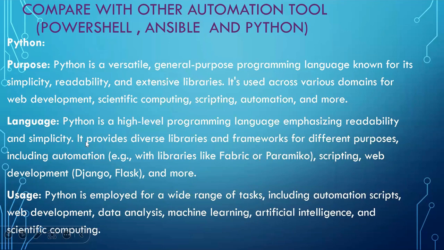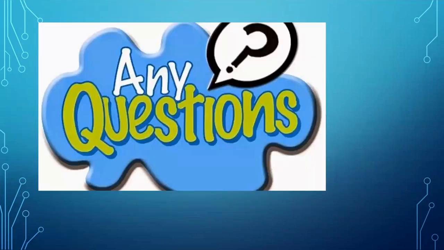Scripting aside, you would basically be using it for web development, right? With frameworks like Angular, Flask, and more. It can also be used for automation, but it's more on the development side. Python is employed for a wide range of tasks, including automation scripts, web development, data analytics, machine learning, artificial intelligence, and scientific computing. So this is advanced-level Python you would be using, but again, Python configuration would be required. You have to install Python and then plan it.